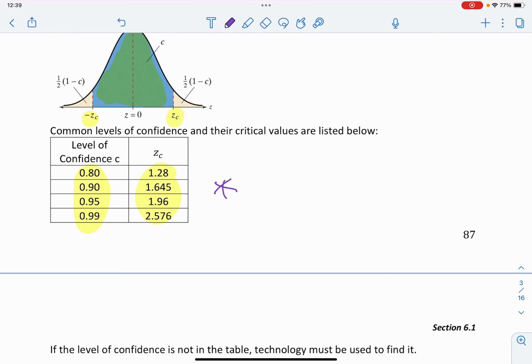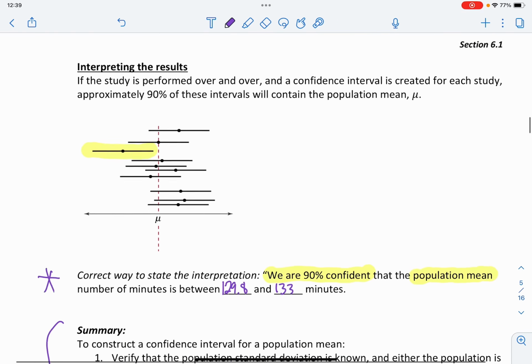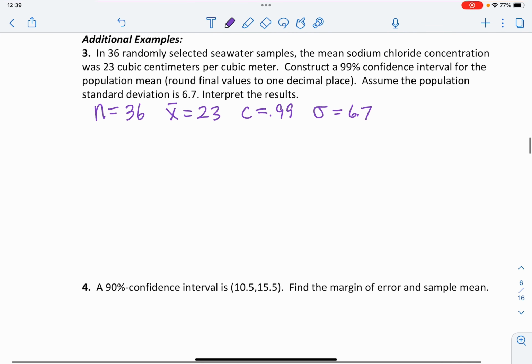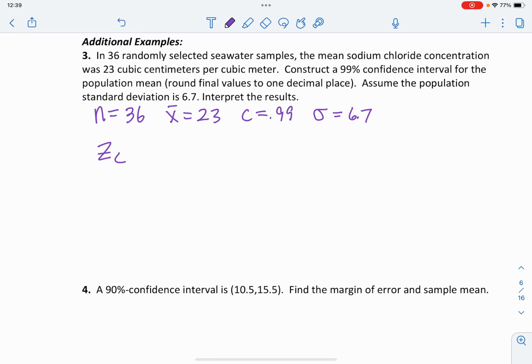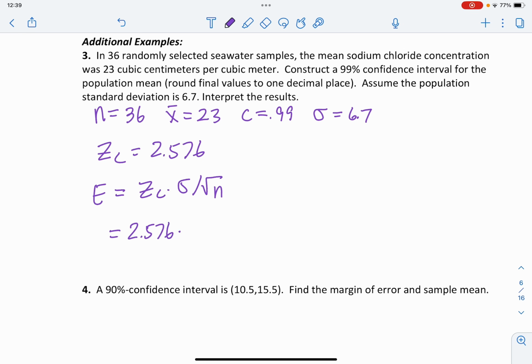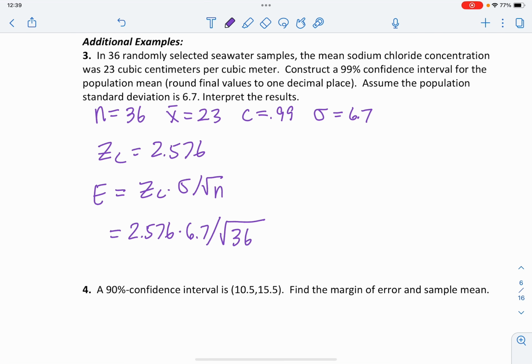99 is 2.576. Okay, so I capture that from that table. 2.576, memorize it. ZC is 2.576. Next, I want the E, right? And that's that formula. Remember, ZC times sigma divided by square root of n. So 2.576 times 6.7 divided by square root of 36.